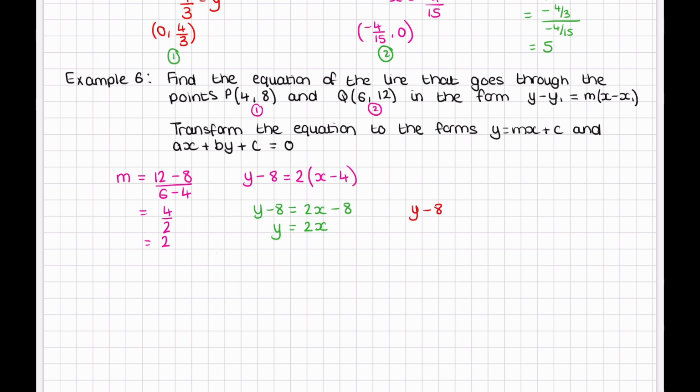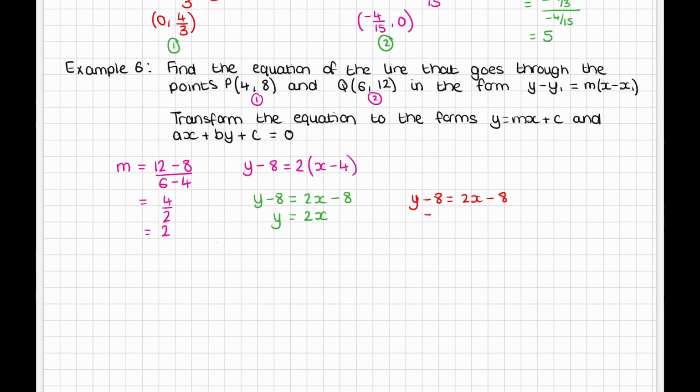So y minus 8 equals 2x minus 8. This time though, I want everything on the one side of the equation, and I always like the x to be positive. First of all, get the y over to the other side, so it'll be 2x minus y minus 8. Then I'll add the 8 to both sides, so we end up with 2x minus y.